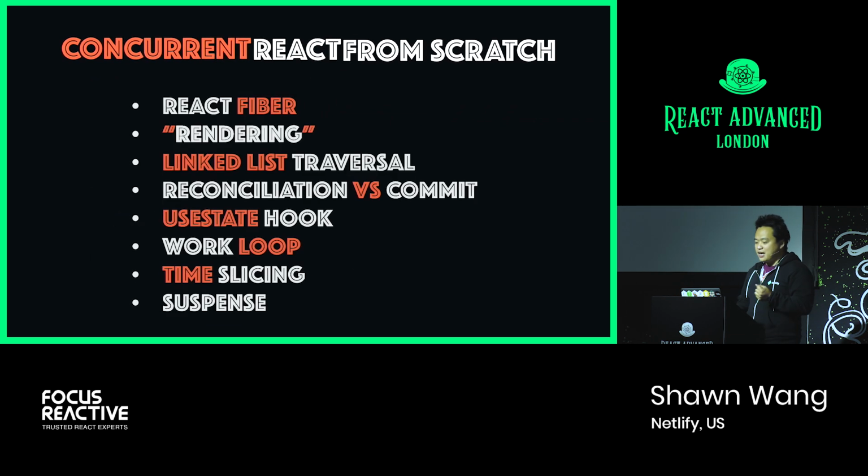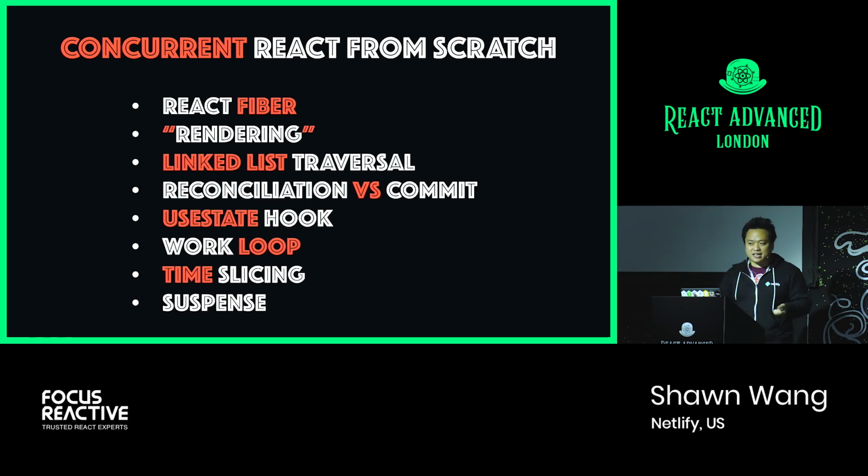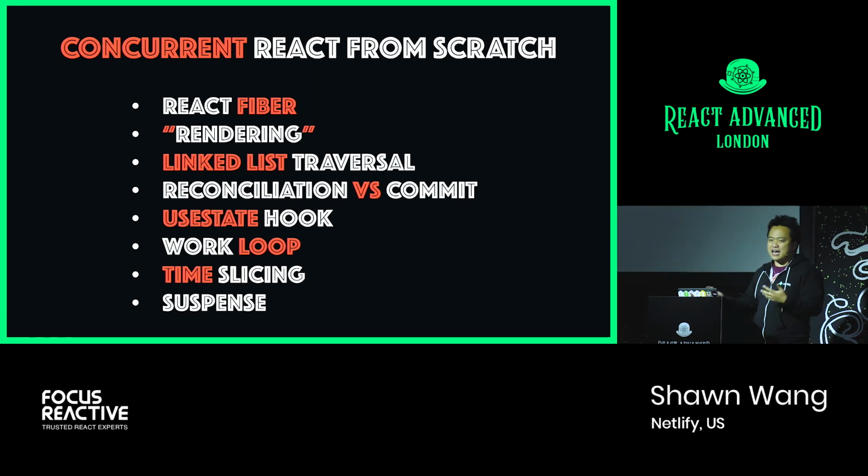So what are we going to cover today? We're going to cover what React Fiber is. For those of you who are kind of vague on it, it's like a rewrite, sure. We're talking about rendering. We're talking about what React has to do with linked list traversal, and why is that even important? What are reconciliation phases versus commit phases? How do we add a useState hook under all this framework? What is the work loop? What is time slicing? What is suspense? And we're going to do that in 30 minutes. You think we can do that? Yeah?